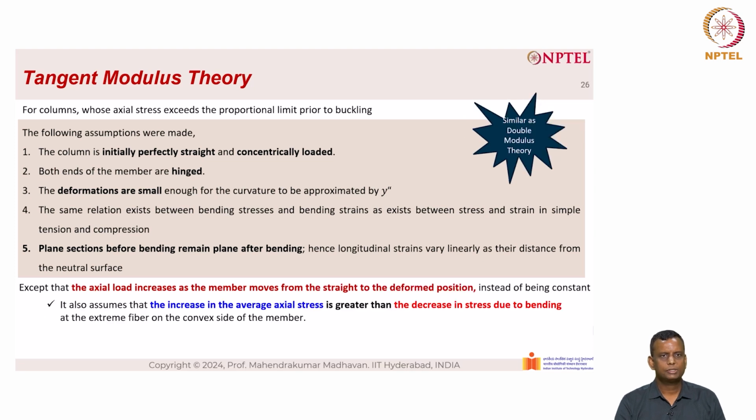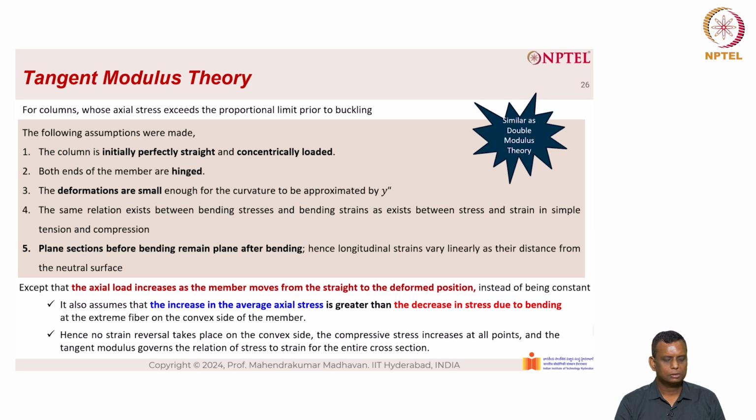It also assumes that the increase in the average axial stress is greater than the decrease in the stress due to bending at the extreme fiber on the convex side of the member. Hence, no strain reversal takes place, which means that both the convex side and the concave side are in compression. The compressive stress increases at all points, and the tangent modulus governs the relation of stress to the strain for the entire cross section.